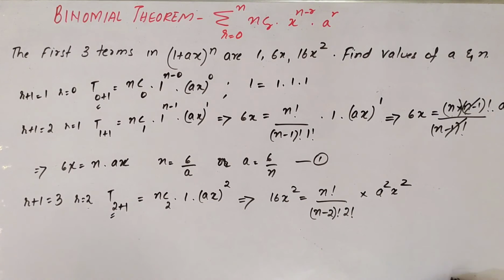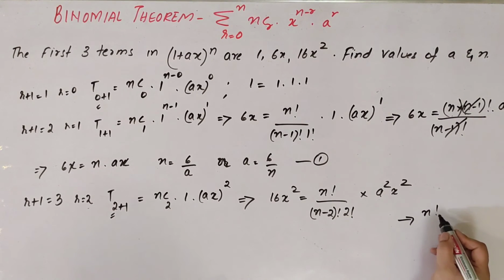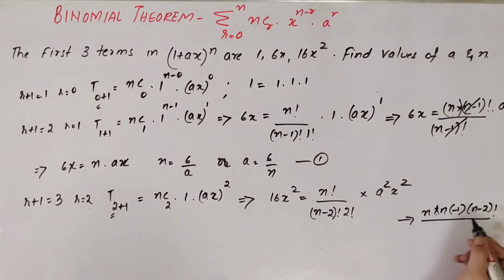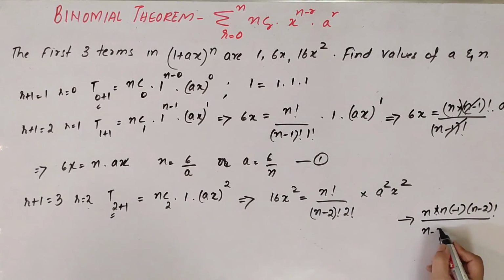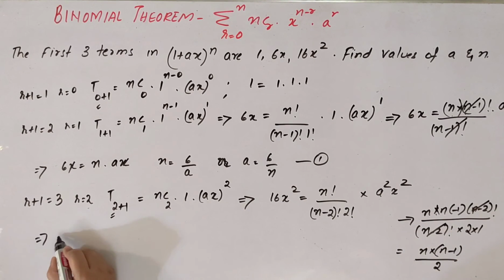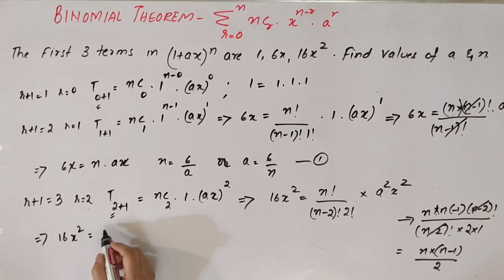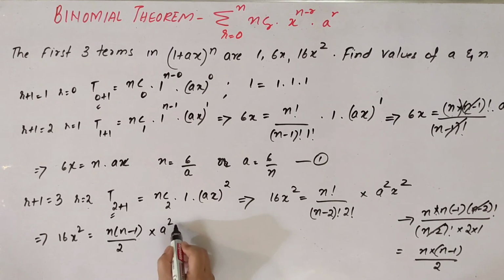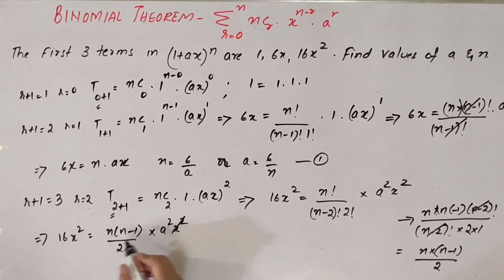Right? Let's write this in the form, n factorial is nothing but n into n minus 1 into n minus 2 factorial, so that we can cancel the denominator. So we get n minus 2 factorial into 2 factorial, which is 2 into 1. So this will get cancelled. We are left with n into n minus 1 by 2. So let's rewrite this. We get 16x square is equal to n into n minus 1 by 2 into a square x square. x square and x square will get cancelled.